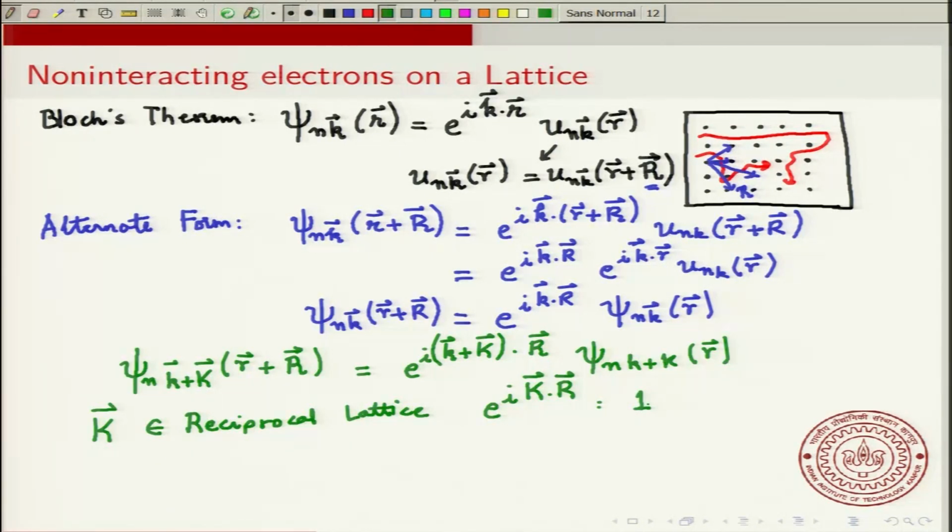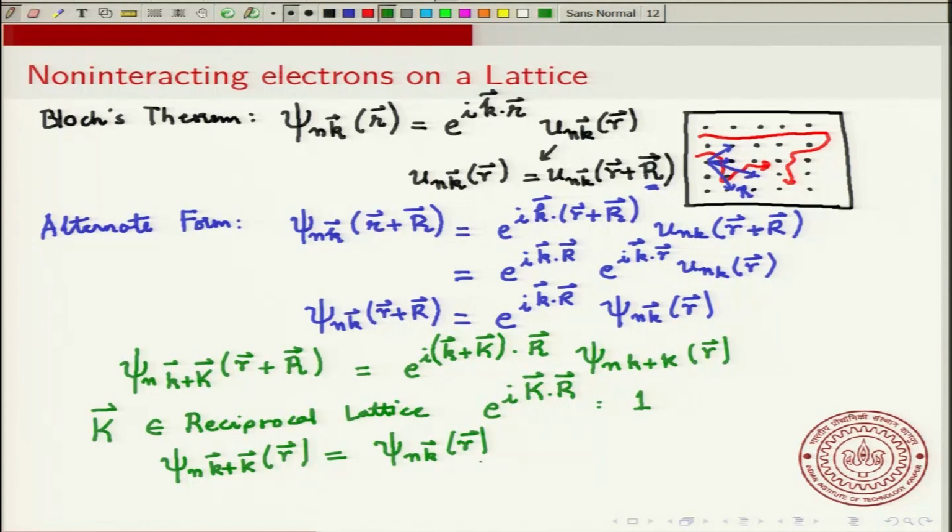Okay. And so if you expand this and you take it to the next step, you will see that this has an implication that psi n, k plus capital K of r is equal to psi n k of r. Okay, I am not showing the intermediate steps, but you can manipulate this to show this final result.